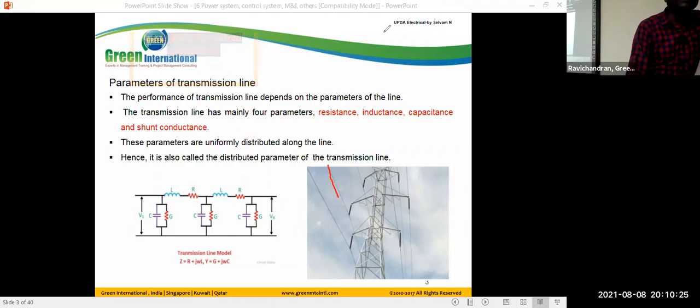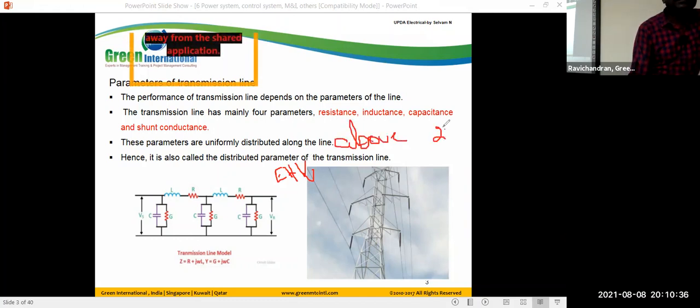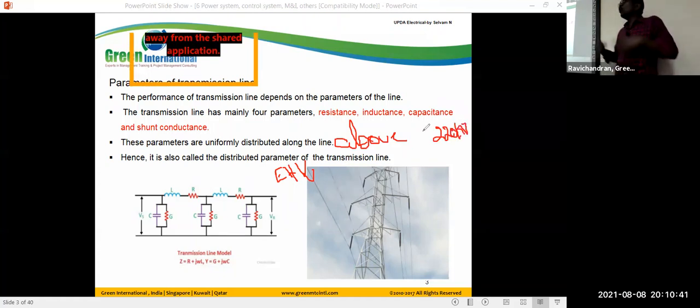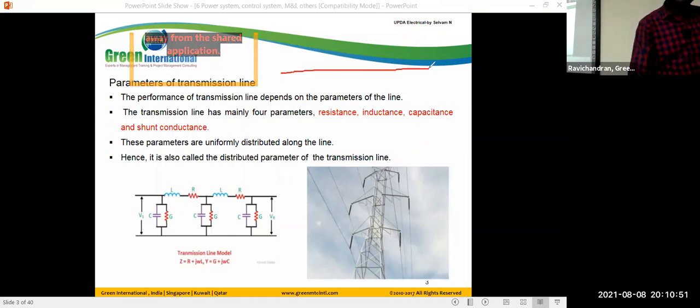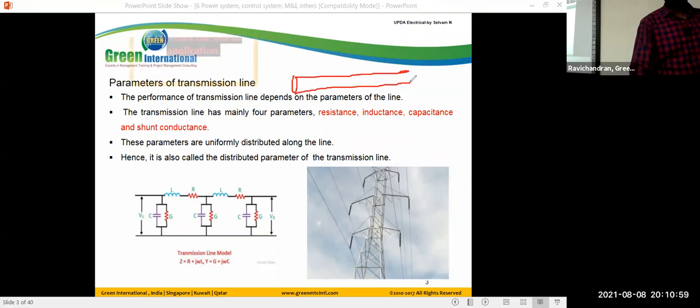So assume that this conductor carries EHV voltage, that is above 220 kV. So if the conductor carries above 220 kV or EHV voltage, at that time what will happen? Here we have a conductor. This conductor is placed like this. This is the conductor.